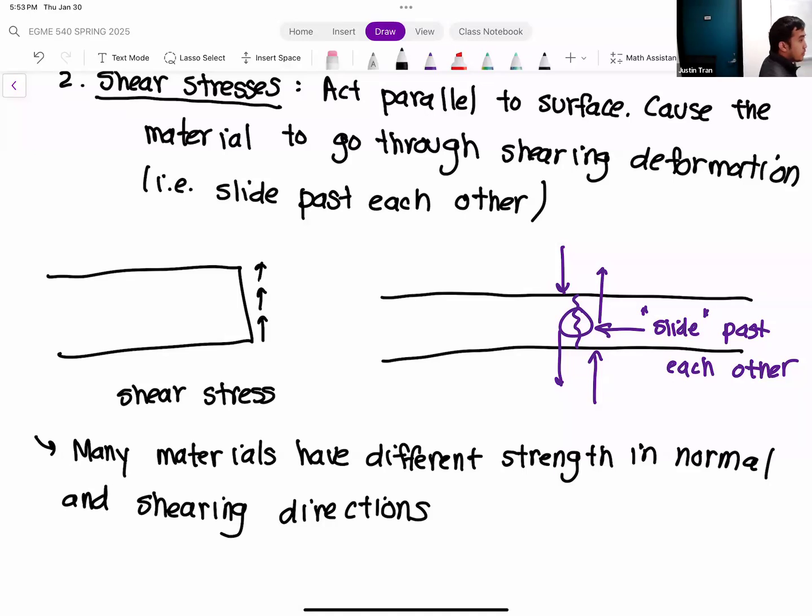Any questions on this? Any questions on normal and shearing stresses? Okay, good. All right, so that's just the general overview of the different types of stresses. But stress also can occur in different directions too, just like we mentioned above, right? But when you combine the fact that stress can occur in different directions and there are different kinds of stresses, the state of stress within a material is actually quite complicated. So let's talk about that for a second.